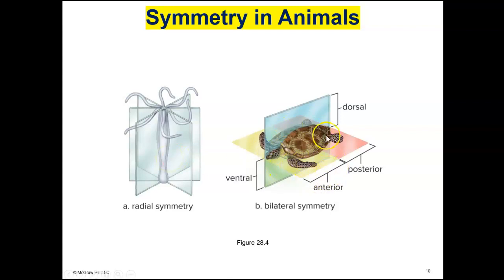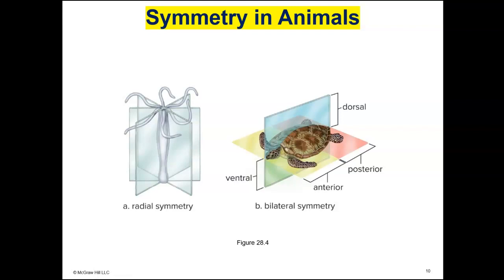But with the sea turtle here, or tortoise, I'm not sure which one, you can only make a cut in one direction to give you two symmetrical halves. This animal has obvious right and left halves. That's bilateral symmetry. Humans are the same way. Also, animals with bilateral symmetry tend to have a head region, and we call that cephalization.